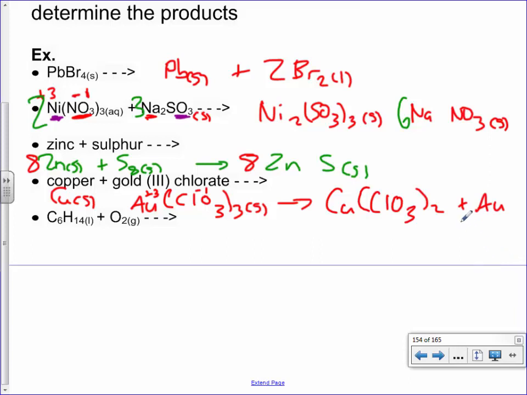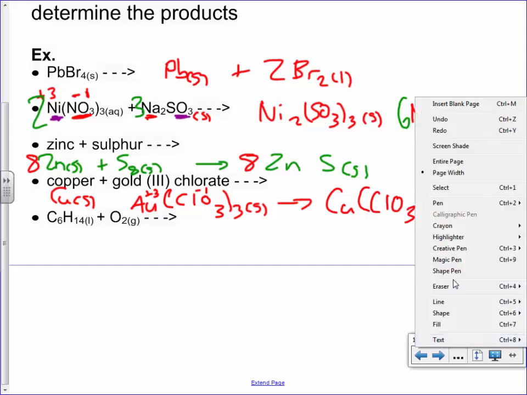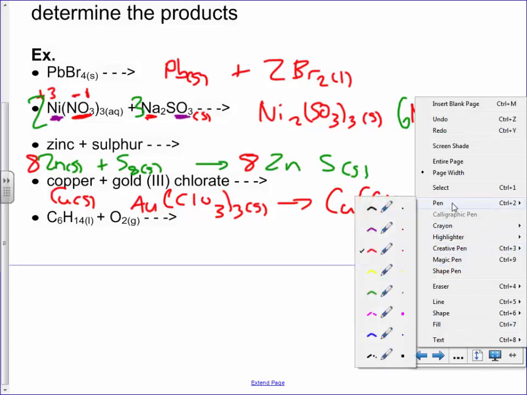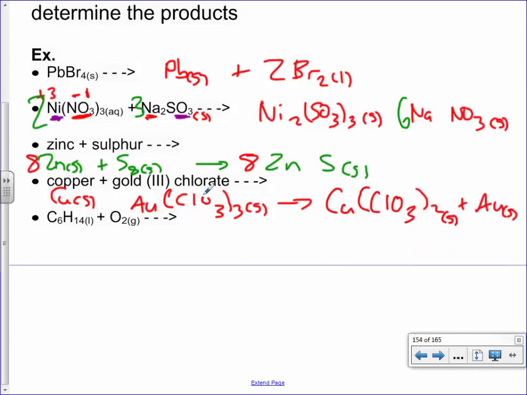I've also been a little lazy. I should include states of matter, so probably solid and probably solid. I'm just going to erase those little charges up here because we don't need them anymore. Last step, let's balance this thing. Does that say S or G? Sorry, that's an S back there. Gold is probably a solid. Yeah. It's a metal.